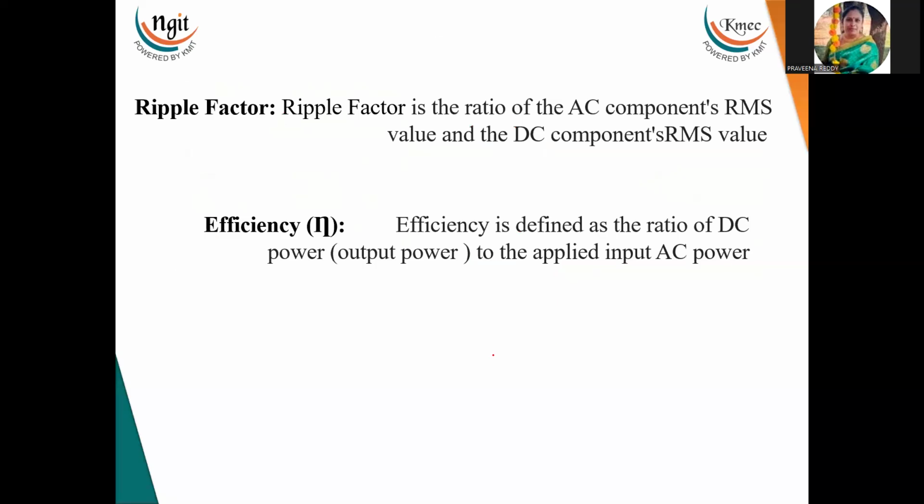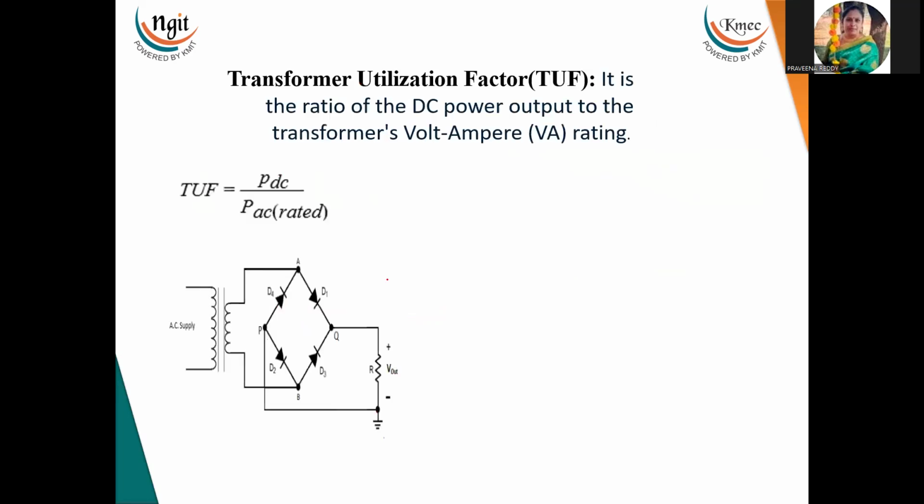And coming to the ripple factor, that derivation we have already done for the full wave rectifier. The same derivation here we need to use. It is 0.482 and the percentage of efficiency is 81.2%. This efficiency also we have derived in the full wave rectifier. The same derivation we have to take for the bridge rectifier.